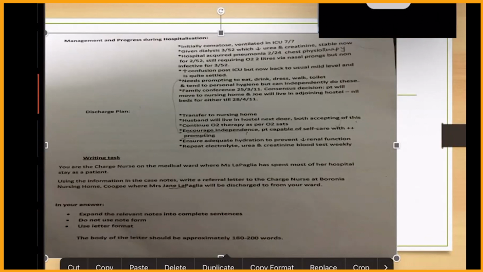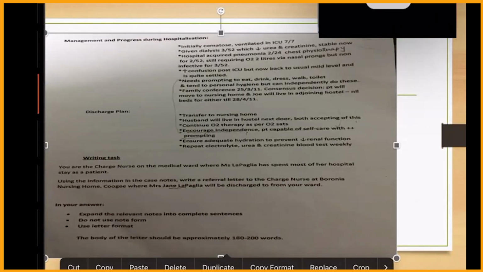And this patient is to get continuous oxygen therapy as per the oxygen saturation of the patient. Encourage independence, which means he has to be prompted to do things independently. Patient capable of self-care, which means he is capable of taking care of himself with increased prompting. Prompt, if there is someone pushing him from the back, definitely he is capable of doing all this.